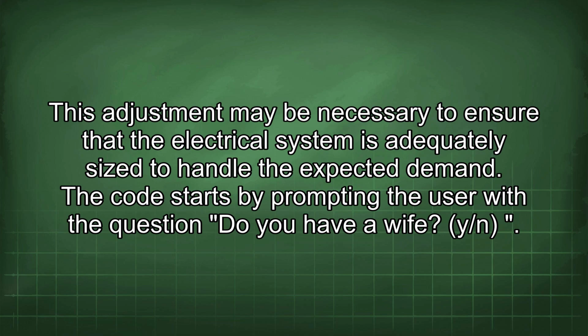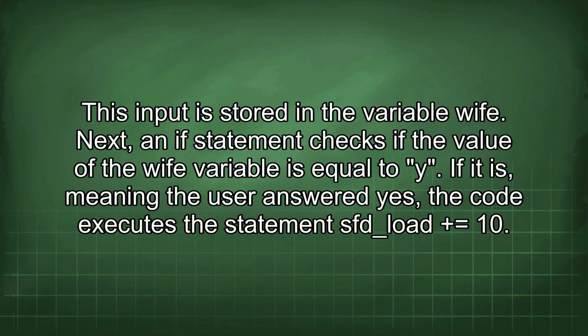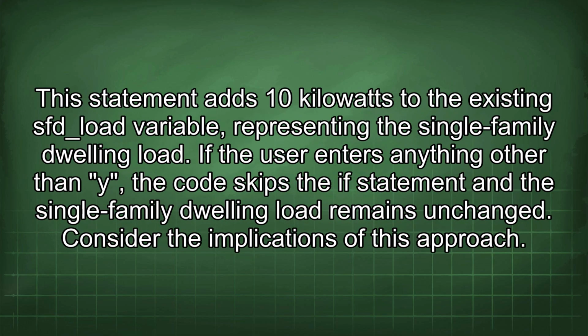The code starts by prompting the user with the question, "Do you have a wife? Y/N." This input is stored in the variable wife. Next, an if statement checks if the value of the wife variable is equal to y. If it is, meaning the user answered yes, the code executes the statement SFD load plus equals 10. This statement adds 10 kilowatts to the existing SFD load variable, representing the single-family dwelling load.